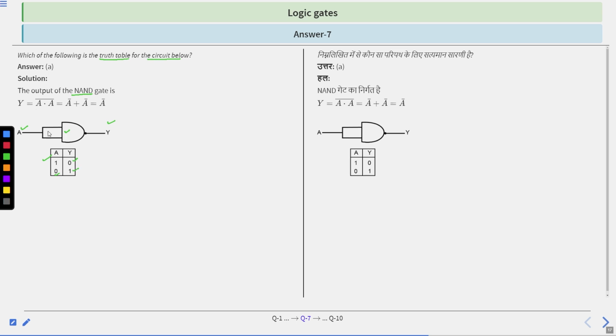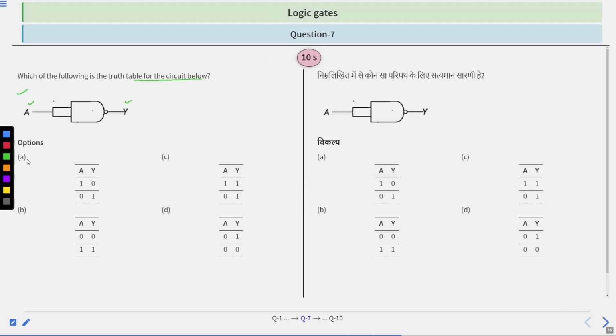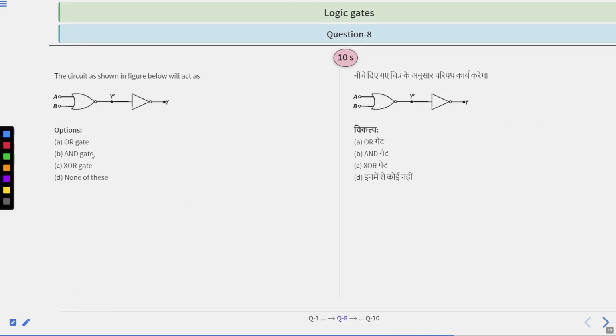Here both inputs are combined, only a single input is present here. So A complement plus A complement is equal to A complement. Clear? For the A complement the truth table is this. Clear? So the correct answer is A. Option A is correct. Clear?